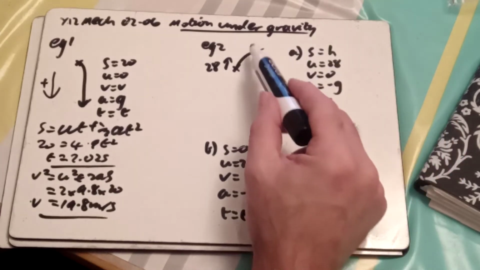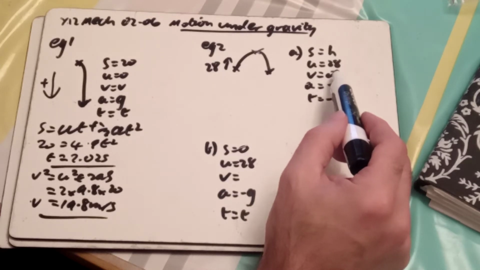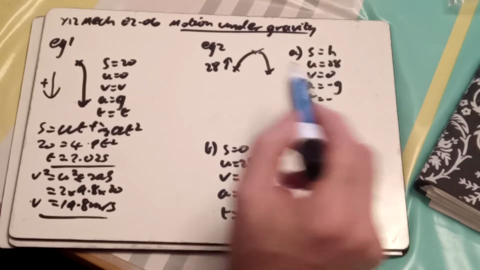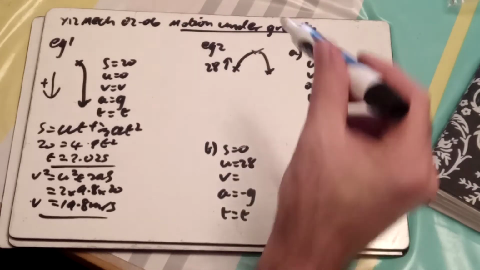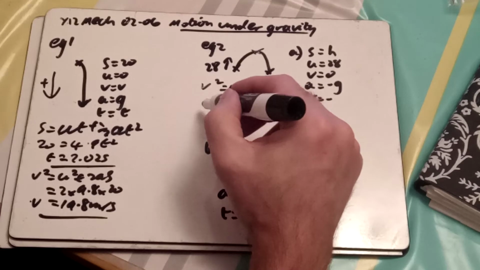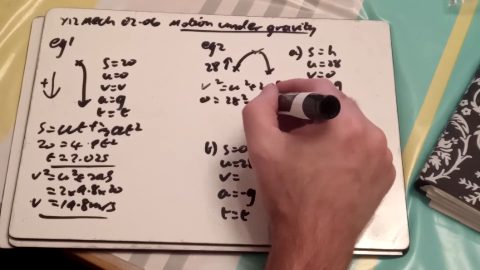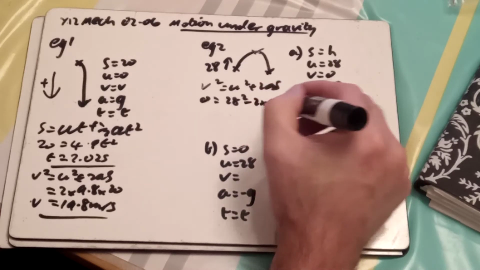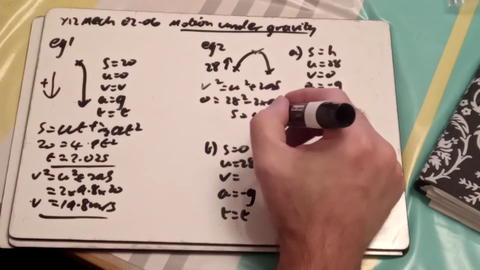So for A, I want the height, I'll call it H for height. U is 28. At the top, V is equal to 0 because it's maximum height. Since I'm measuring upwards to my positive, A will equal minus G. I'm not interested in the time at all, so I'm quoting V squared equals U squared plus 2AS. So 0 equals 28 squared, and then minus 2 times 9.8 times S. So S will equal whatever 28 squared over 19.6 is. So 28 squared divided by 19.6 equals 40 meters. That's its height.